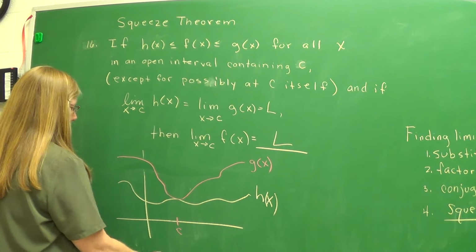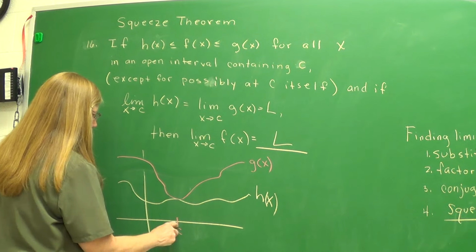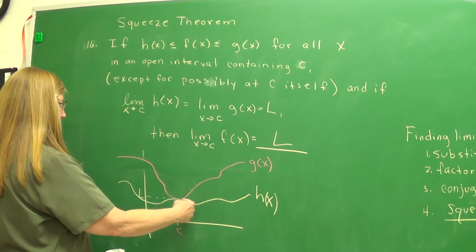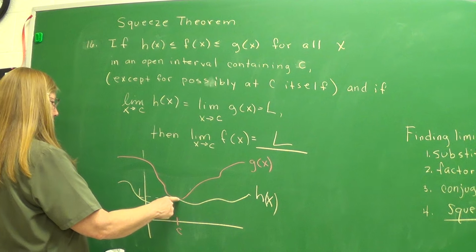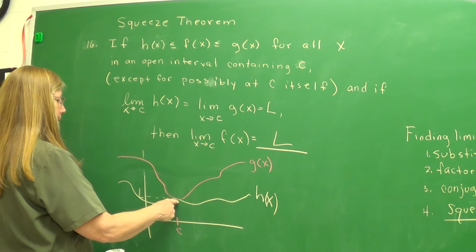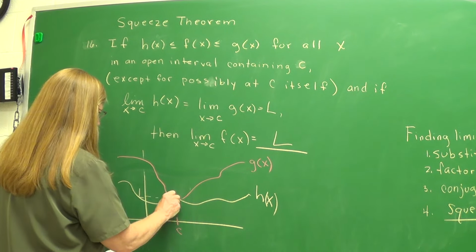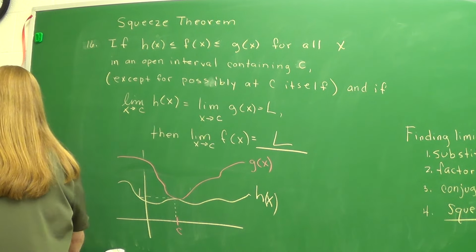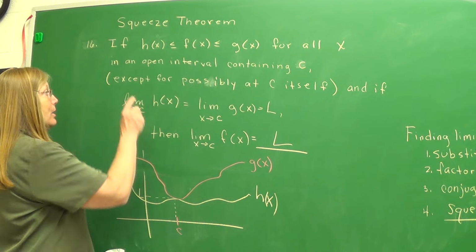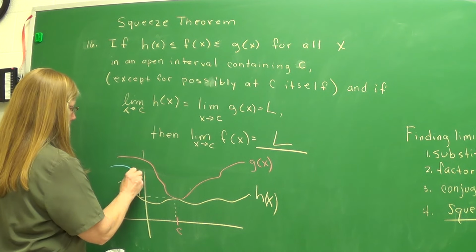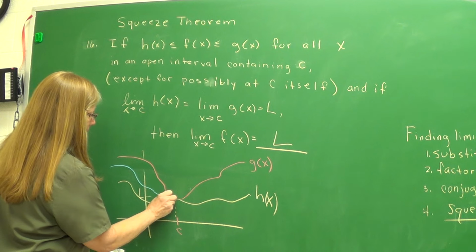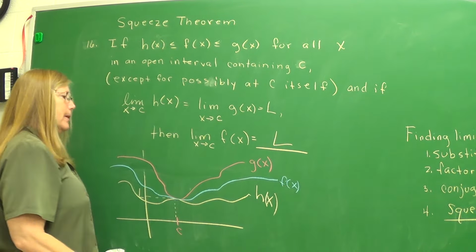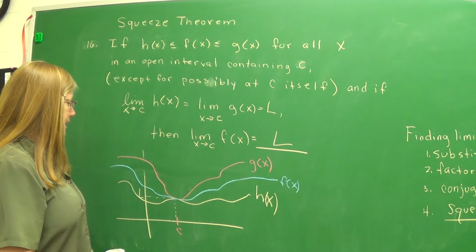So the limit as x approaches c of h of x is the value L. We come from the left or the right at c, and you'll see it has the same limit L on both sides at this point c. And so does g of x. So now let's say there's a function everywhere that is in between the two. So here comes good old f of x. So f of x is everywhere between h of x and g of x.